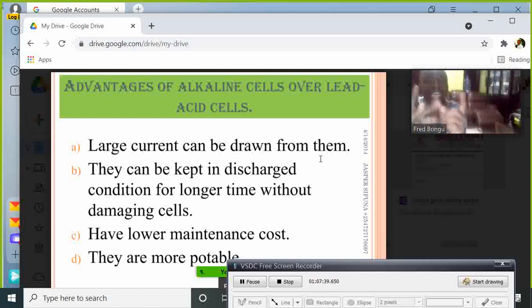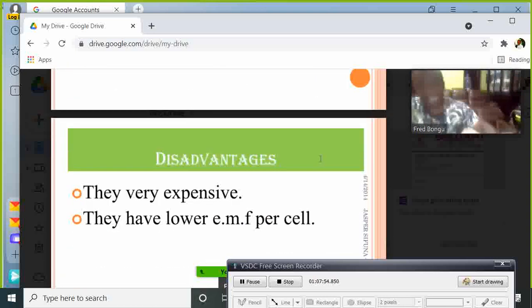Some people are using that cell, chatting, sending messages, playing games. So you are withdrawing a lot of current within a short period of time. The cell is surviving. It is meant to do so, but you cannot do that with a secondary cell. The disadvantage is that they are very expensive and they give you a lower EMF. Like the cell of a phone, it is giving an EMF of 3.7 volts, most of them. It's 3.7, now they are making 5. 5 is very few volts, unlike a car battery which wants 12 volts.